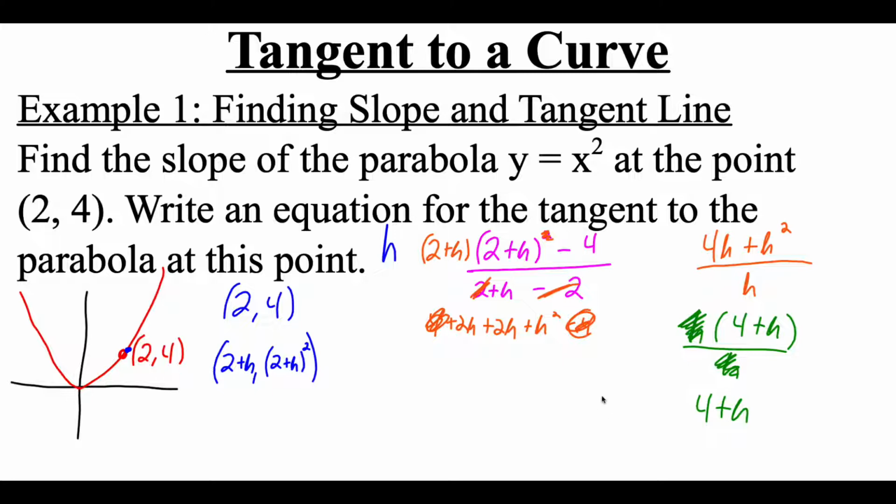So what we're going to do with this is take the limit of this as h is approaching 0. So as the distance between our 2 points shrinks closer and closer together until it's almost a 0 distance away. So if I do the limit of 4 plus h as h is approaching 0, I can direct substitute 0 in there, and then I would get 4 plus 0, so it's just 4. So the slope of this tangent line for our parabola at the point 2, 4, the slope is just 4.